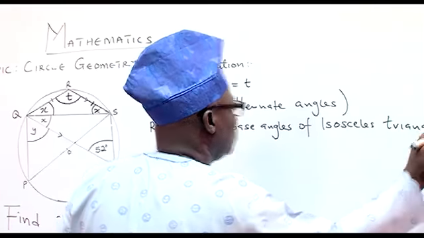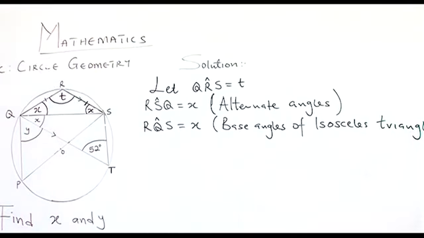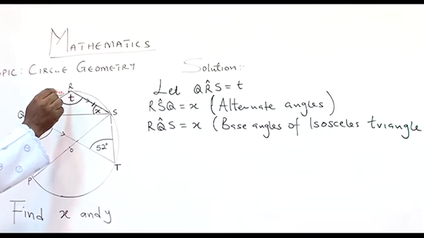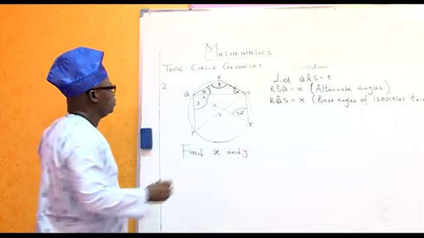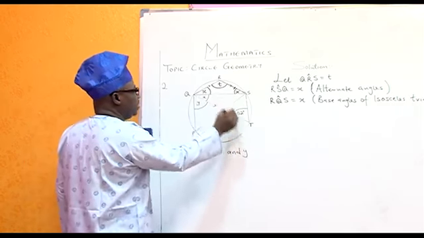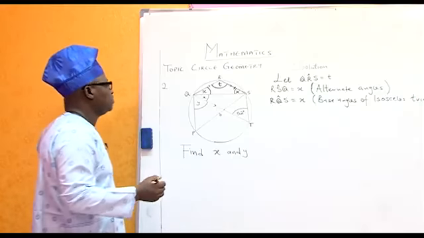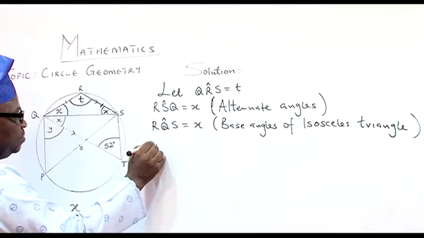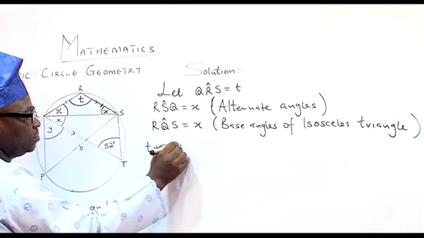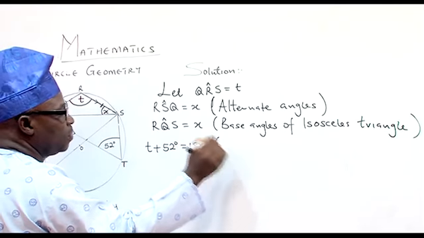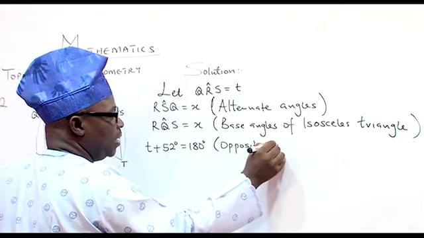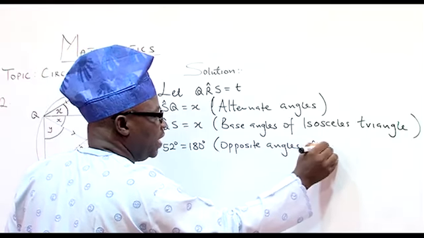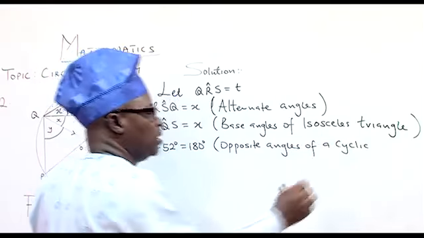So with this arrangement, if I look at the diagram again, RQTS is a cyclic quadrilateral. So the opposite angles of a cyclic quadrilateral will add up to give 180. So I can write that T plus 52 degrees is 180 degrees. Reason for that, opposite angles of a cyclic quadrilateral.